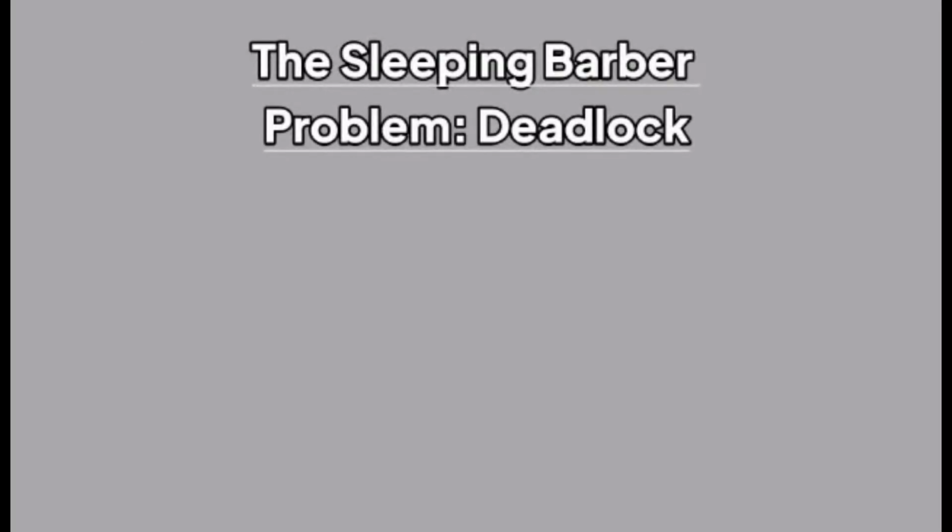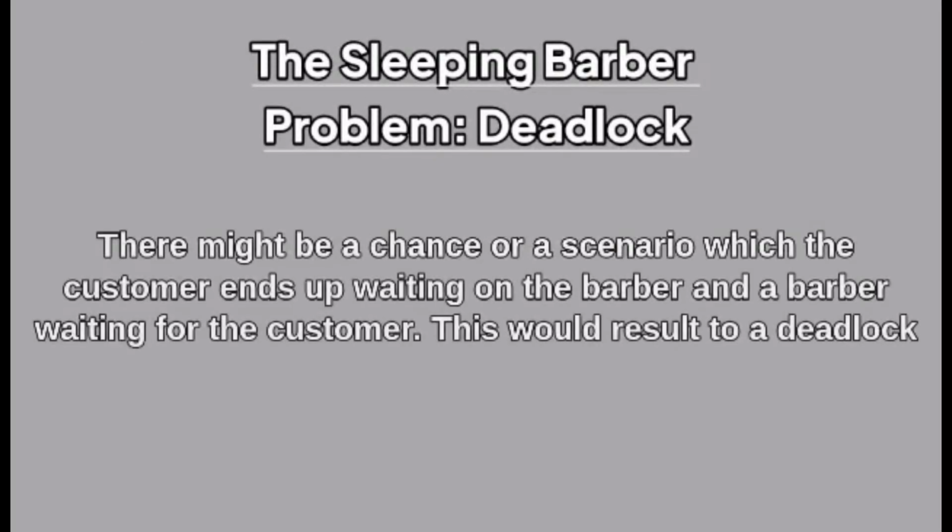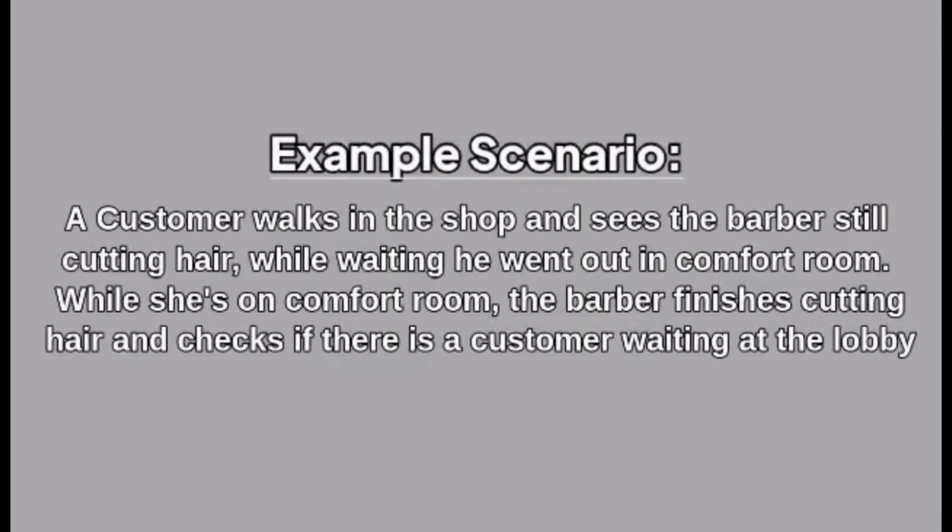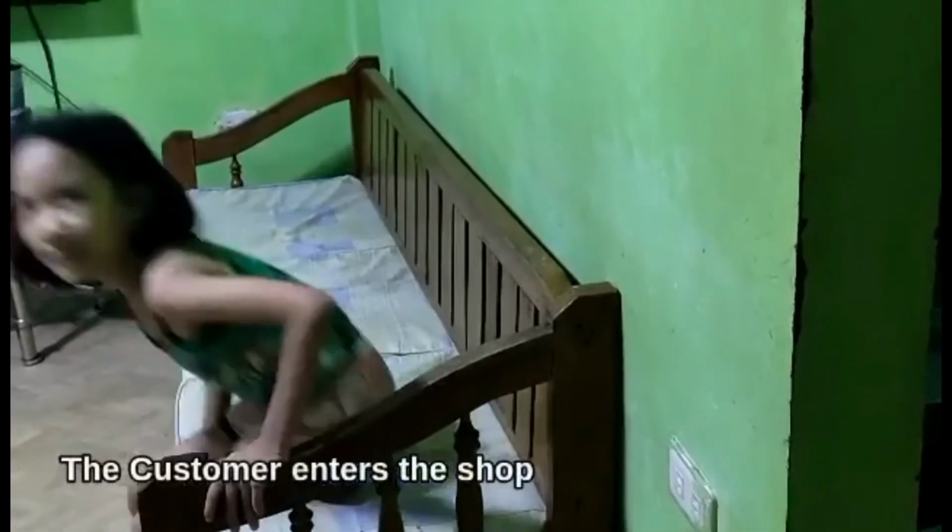The sleeping barber problem: deadlock. There might be a scenario in which the customer ends up waiting on the barber and the barber waiting for the customer. This would result in a deadlock. Example scenario: a customer walks into the shop and sees the barber still cutting hair. While waiting, the customer goes out to the comfort room. While the customer is in the comfort room, the barber finishes cutting hair and checks if there are customers waiting in the lobby. The customer enters the shop.